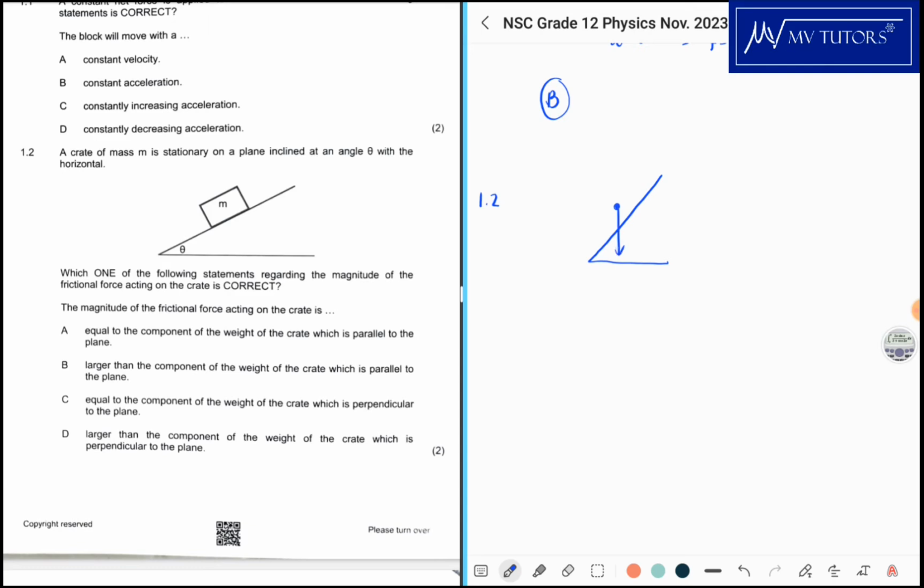Always acting downwards, that's the weight or gravitational force. Always acting perpendicular is your normal force. It's stationary, right? But it's more inclined to go down, so your friction would be acting in the other direction. For now it's static friction. And if you were to put your gravitational force in its components, this would be Fg cos theta, or your perpendicular component, and that would be your Fg sine theta, or your parallel component.